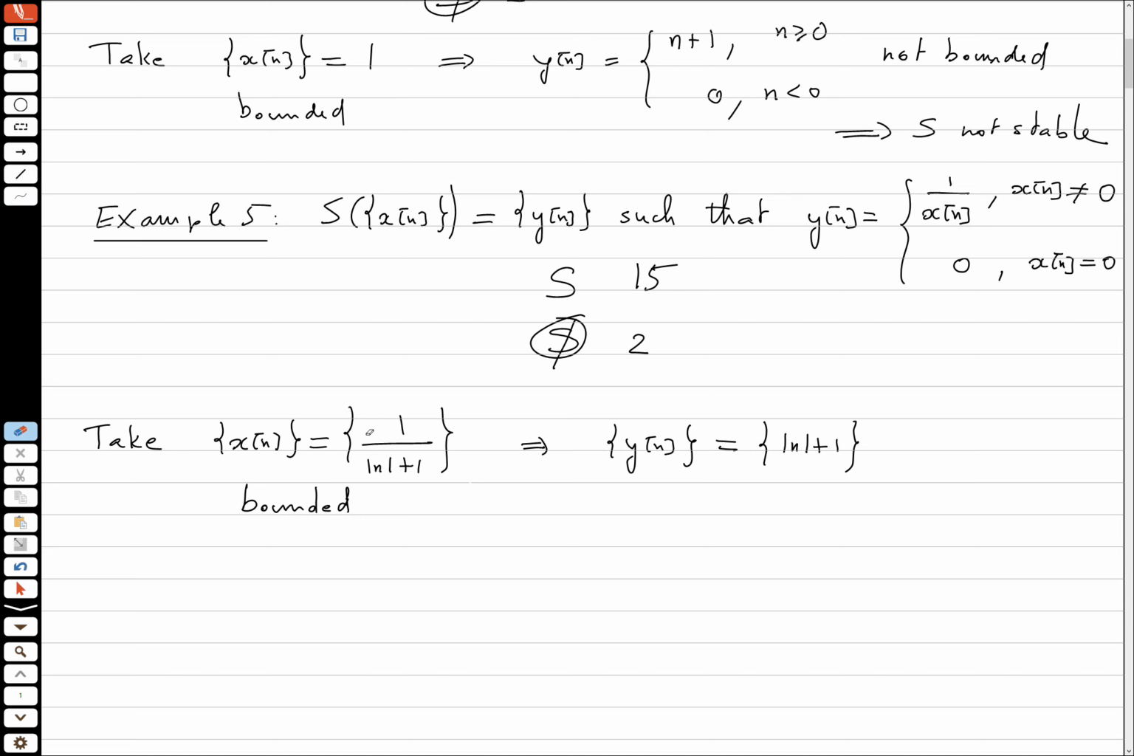Can this be equal to 1, to 0? No. So we always, in this case, right? So you always have 1 over x of n, which is this. Is this bounded? Right? So not stable.